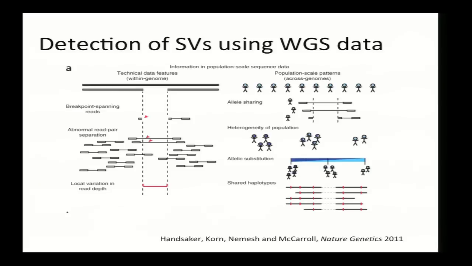And Bob Handsaker here at the Broad has developed a set of analytical tools for capturing all of these forms of information that are present in whole genome sequence data, and bringing them into an integrated analytical framework to develop a maximally powered way to find structural variation of all sizes. The other innovation in this is paying attention to all of the samples in a sequenced cohort at the same time.